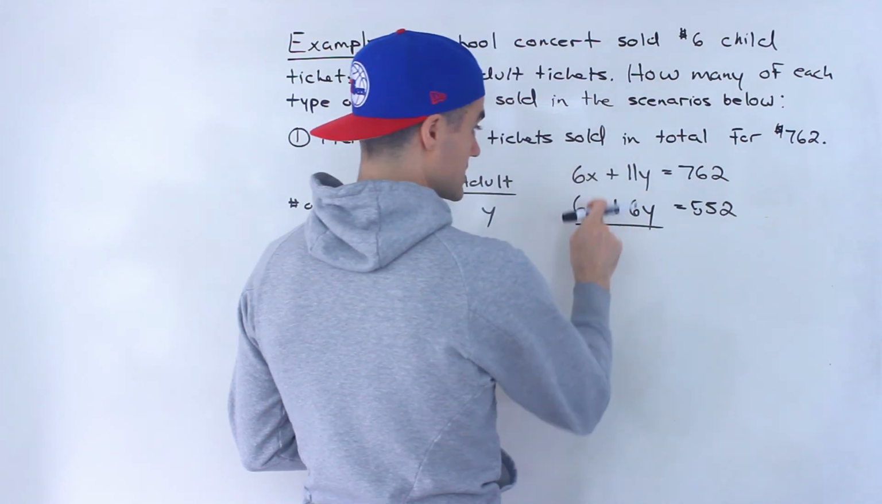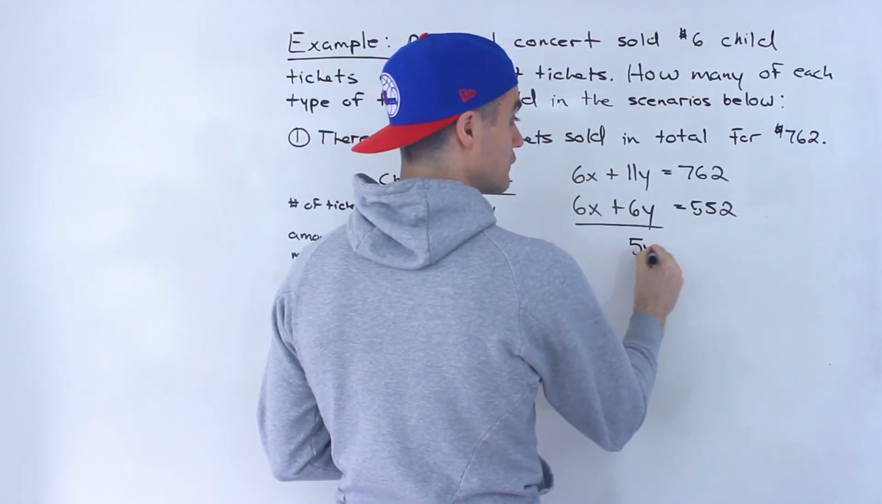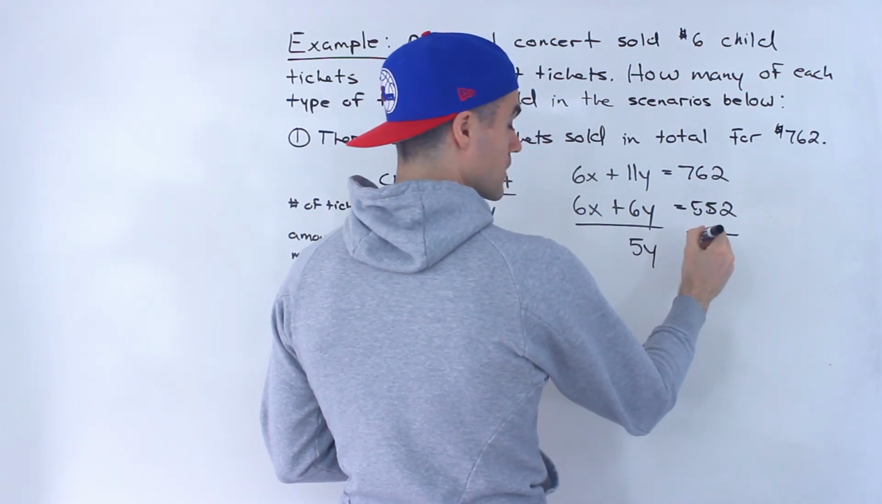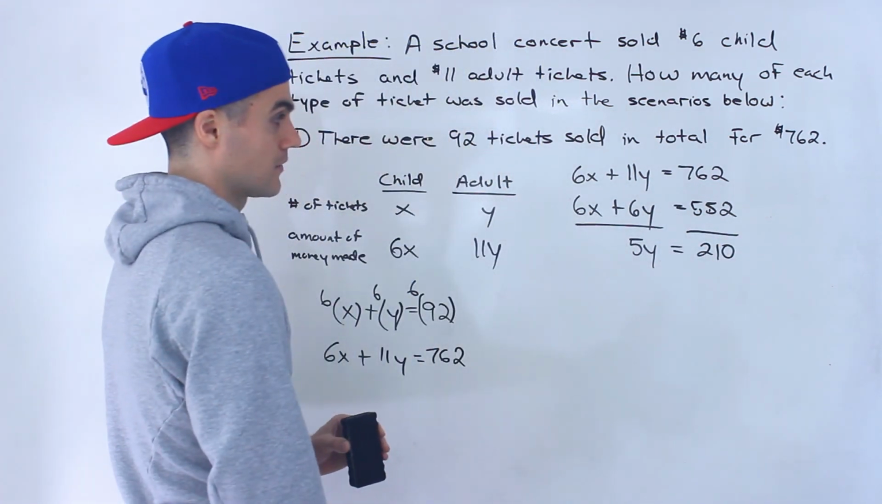And now notice we could subtract both of these from each other to get rid of the x's. So we'll have 6x minus 6x, that's just 0. 11y minus 6y would give us 5y. And then 762 minus 552 is 210. Then we got the equal sign over here.